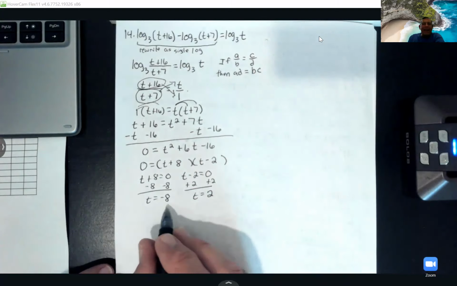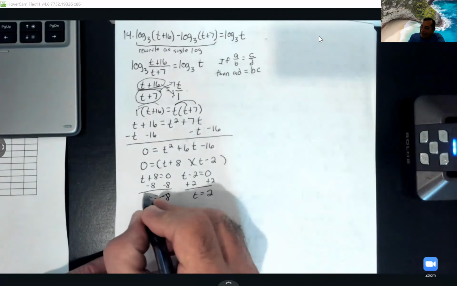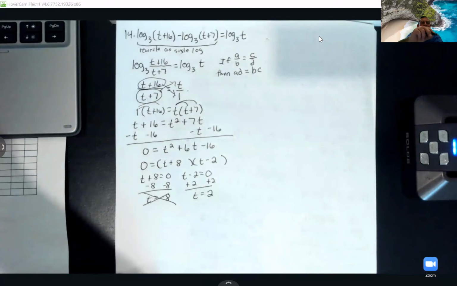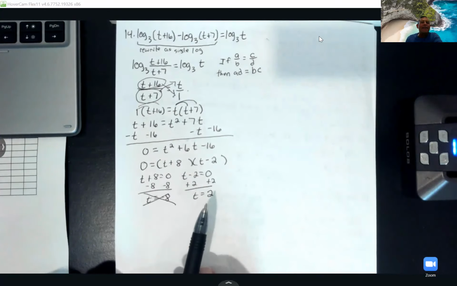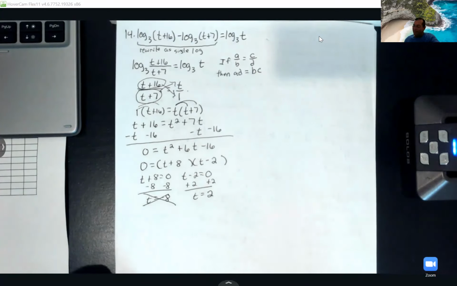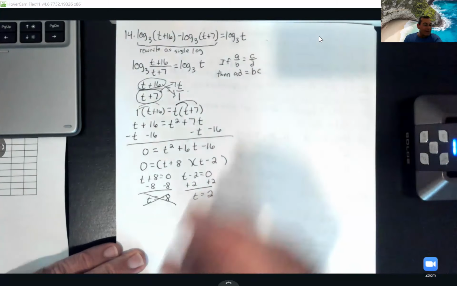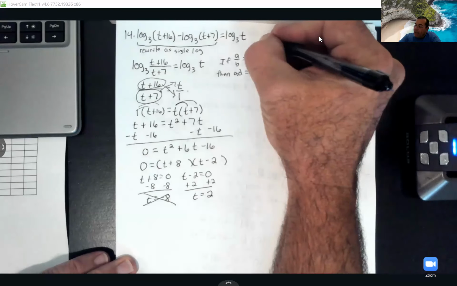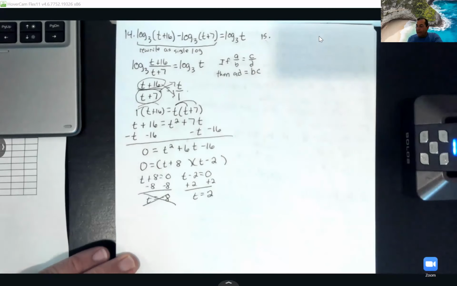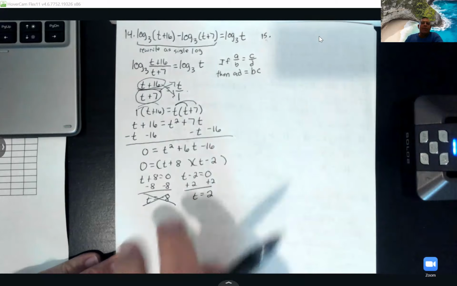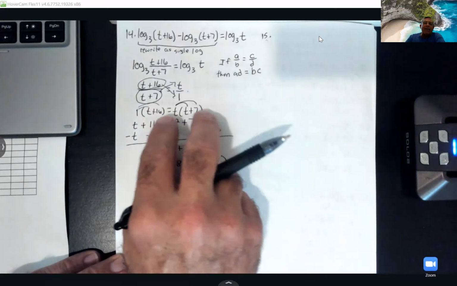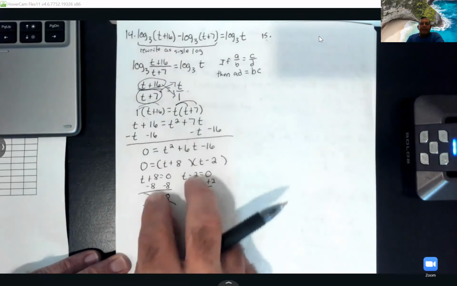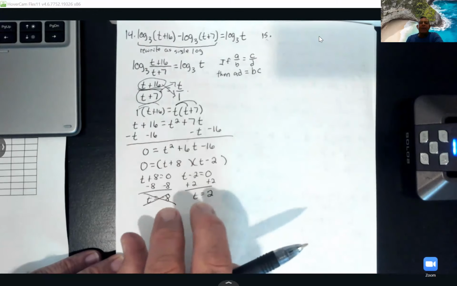All right, y'all remember, kick out that negative answer. Cannot keep a negative answer. So good job. T is definitely 2 on that one, okay? So if you notice, the worst part of these is having to get the equation set up so you can actually factor them to get them answers.